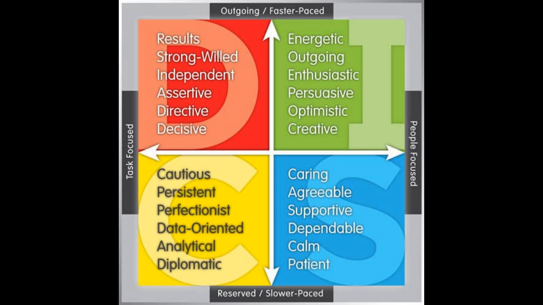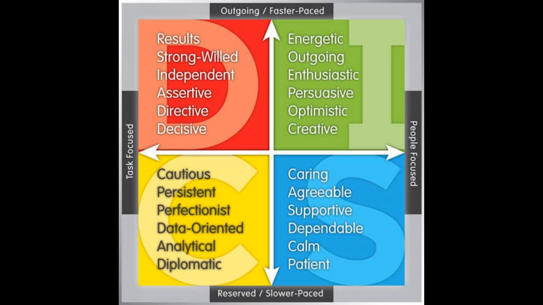Recognizing the C type. Conscientiousness. People with high C are those who usually ask questions about details. They want to understand every aspect of the task and strive for accuracy and precision. How leaders can use DISC theory.